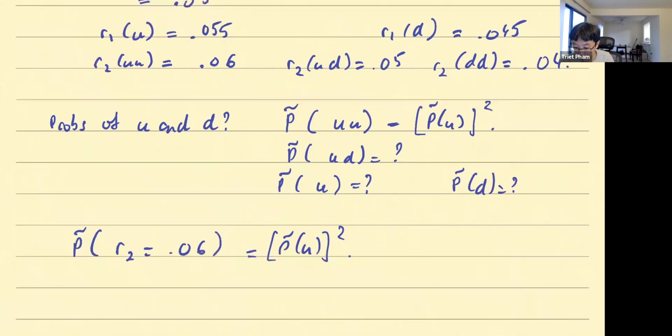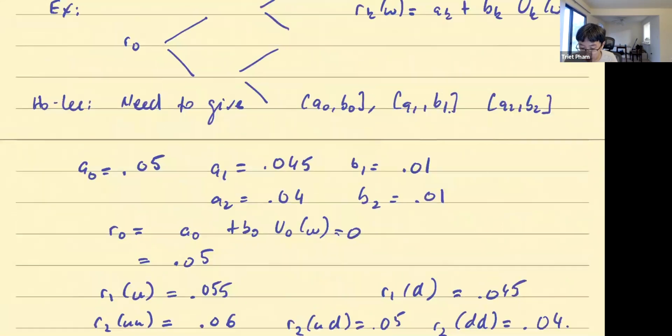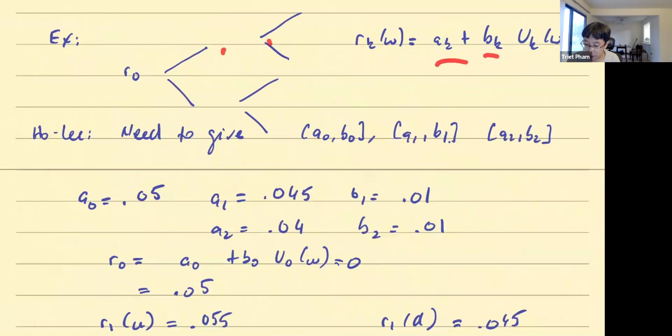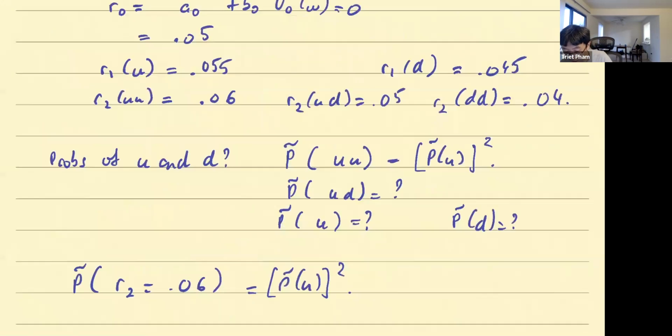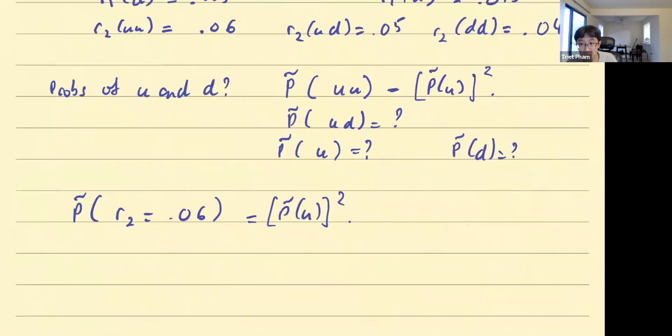By the way, this AK, BK can change for each step. That's the calibration of the model. But the probability should be fixed for each step. You don't think of the tree as changing probability as you move across time. All right, so any guess?